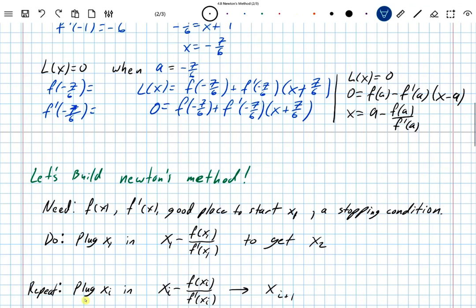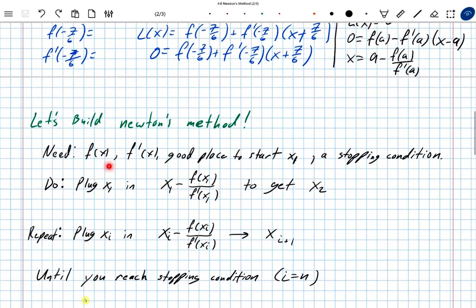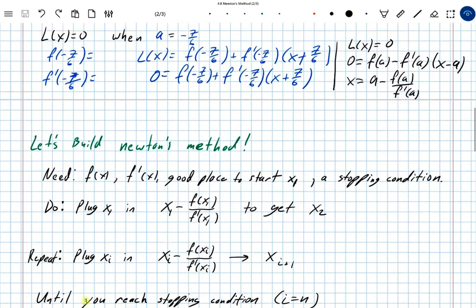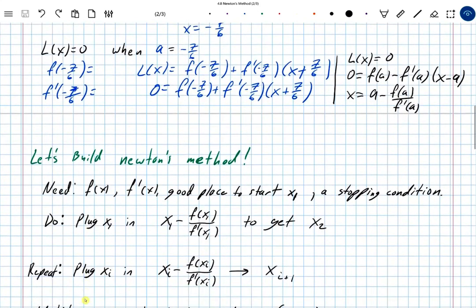But I don't want to use an a here. What I want to do is each time plug in my last x. So here is my Newton's method. I've got an f. I've got an f prime. I've got some good place to start, x1. Way back up here we started at negative 1. And we'll have a reason to stop.